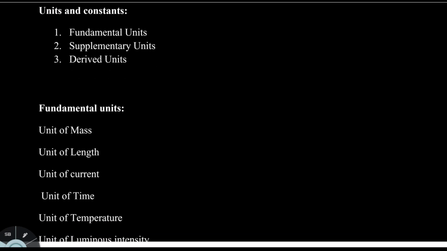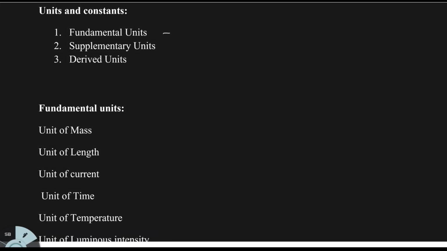For the sake of uniformity, the SI units, that is the system of international units, are categorized into 3 types: fundamental units, supplementary units and derived units. First, fundamental units. There are 7 fundamental units. They do not depend upon any other unit, so they come under fundamental units. There are 2 supplementary units, and the remaining units come under derived units.